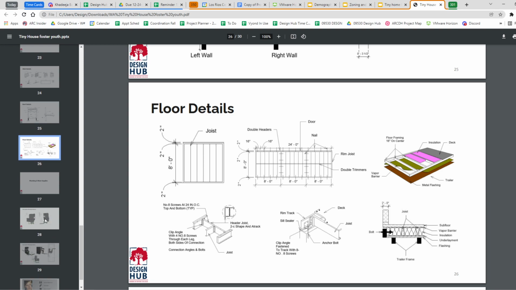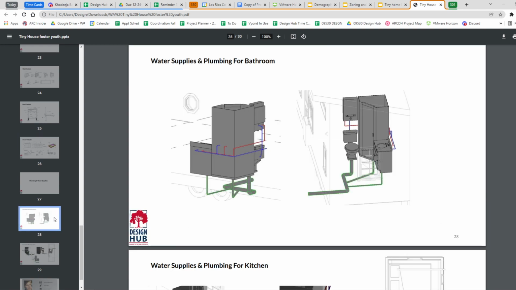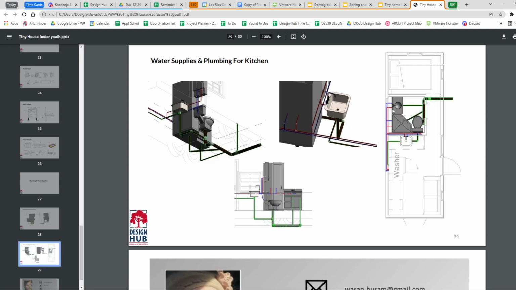Of course, this was a lot of work. This was a whole semester's worth of work. Here are the plumbing details. So does a bathroom actually work, and can it be done? This shows how it would be done. Another really nice portion of the design, and how it would fit in a typical tiny house.